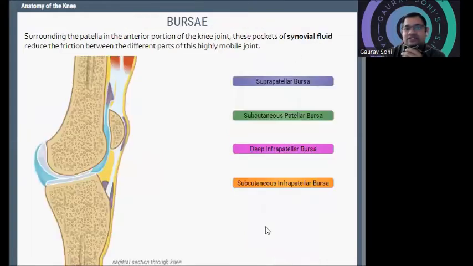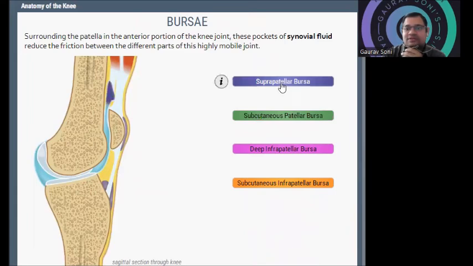Next, we have to talk about the bursae. Surrounding the patella and the anterior portion of the knee joint, there are some sac-like pockets filled with synovial fluid, just to reduce the friction between the different parts of this highly movable joint.